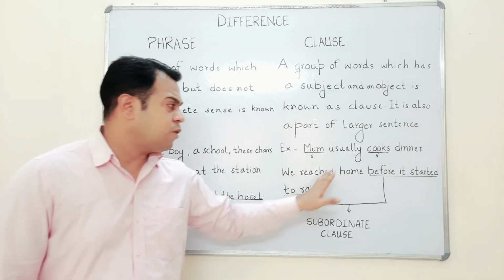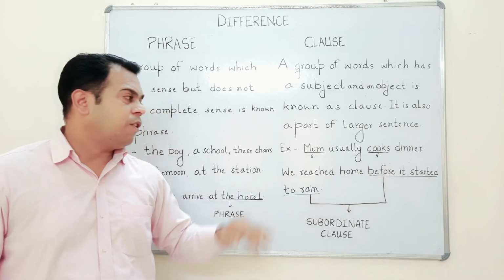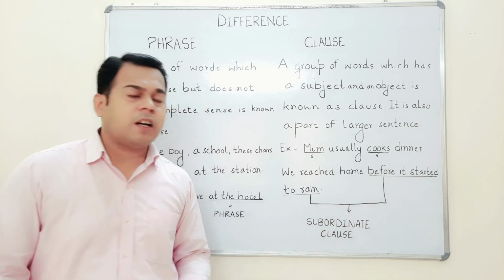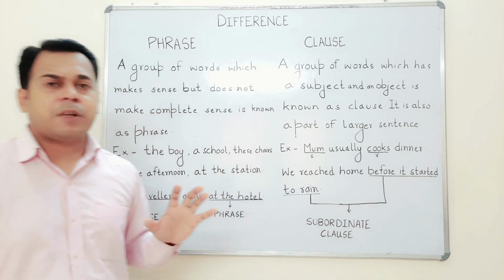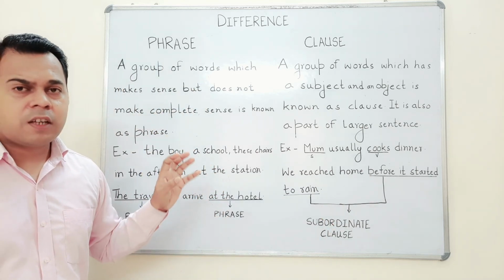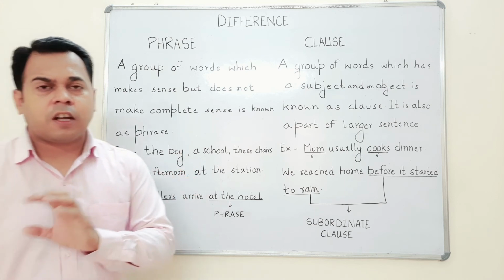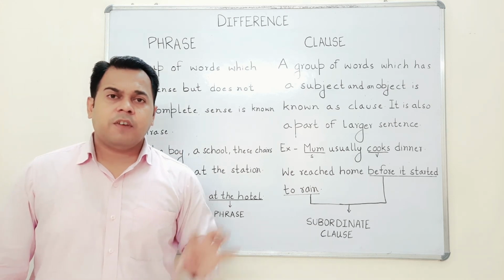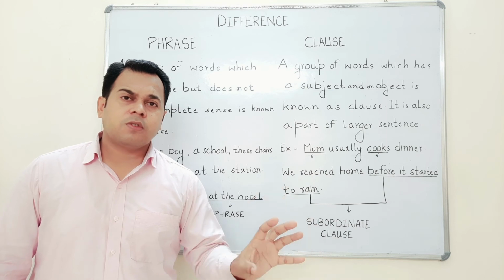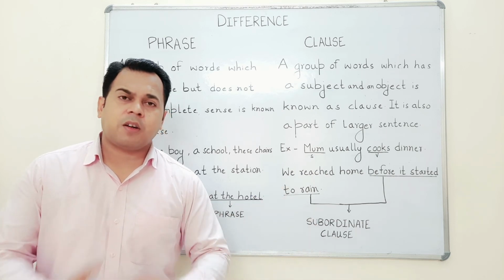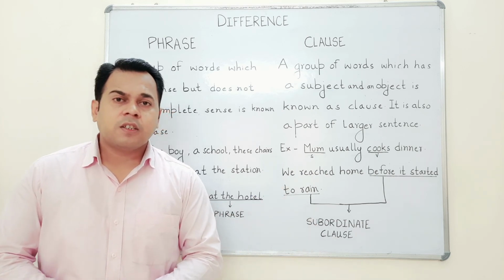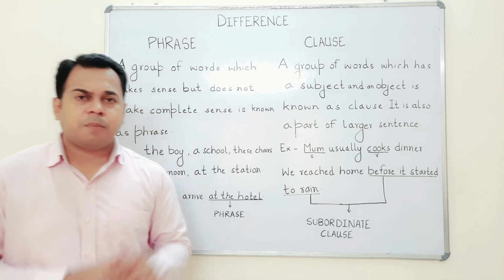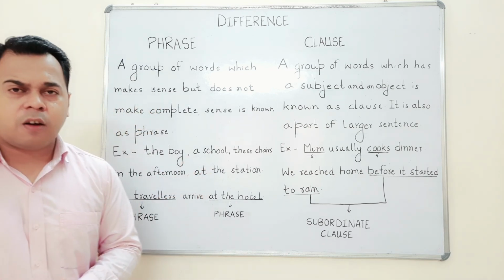Like, we reached home before it started to rain. So before it started to rain is a clause. This is the basic difference between clause and phrase. A phrase does not have a subject and object, whereas a clause has its own subject and object, and it is a part of a larger sentence. So I hope friends you have understood the basic difference between phrase and clause.